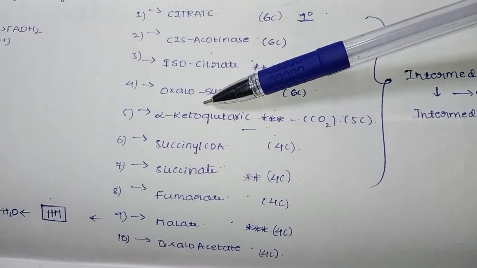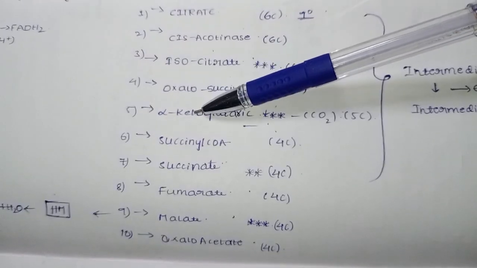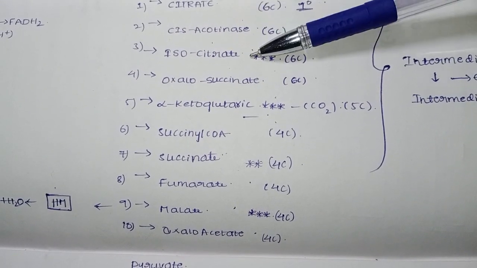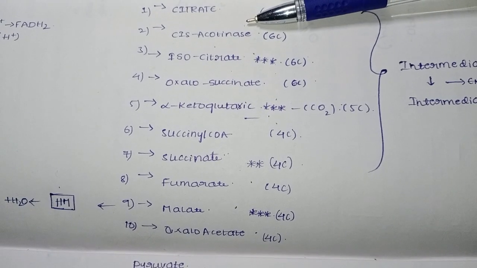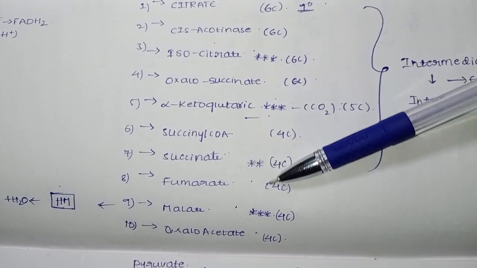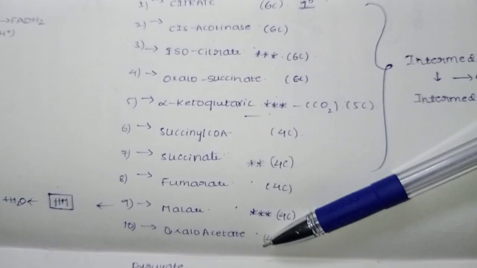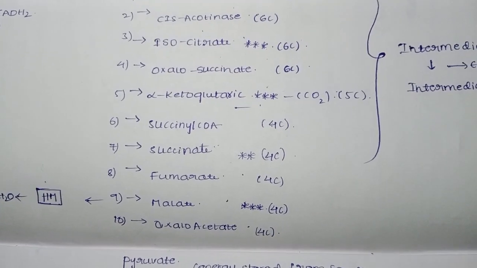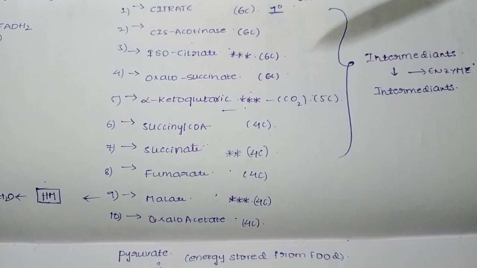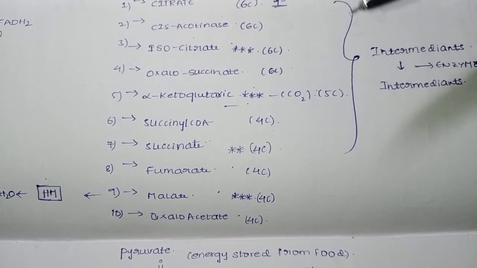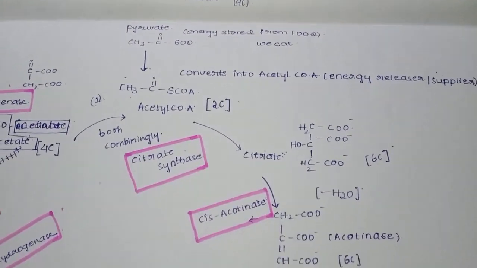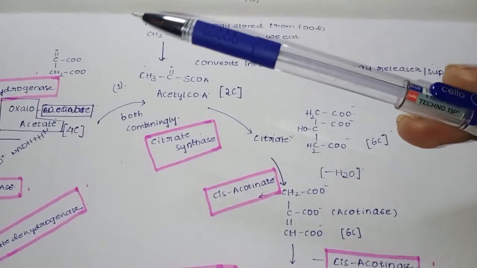And you can remember that up to the 5th step you are getting 6 carbons. Before the 5th step you have only 6 carbon compounds, at the 5th step 5 carbons, and after the 5th step all are 4 carbons, okay. This is the easiest path, right? So if you remember the number of carbons in the compounds, it is easy to write the citric acid cycle. So I will show you how to do that. So see here.